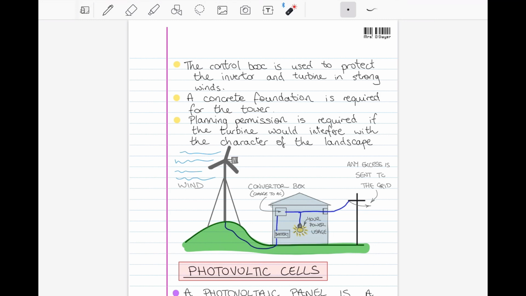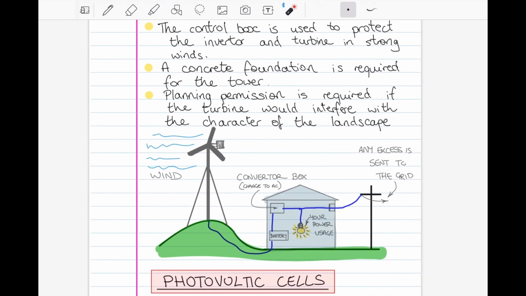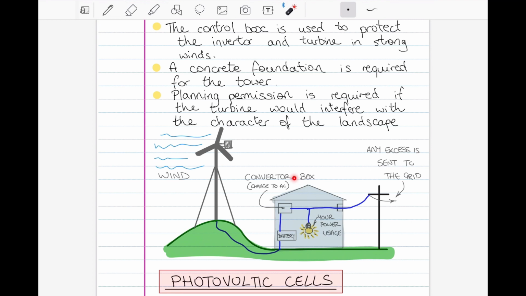I'll talk about that in just a second. It's here in this diagram, so I'll come back to that. Just a few little things on the wind turbine itself before I go on to that control box, sorry, not the control box, the converter box.